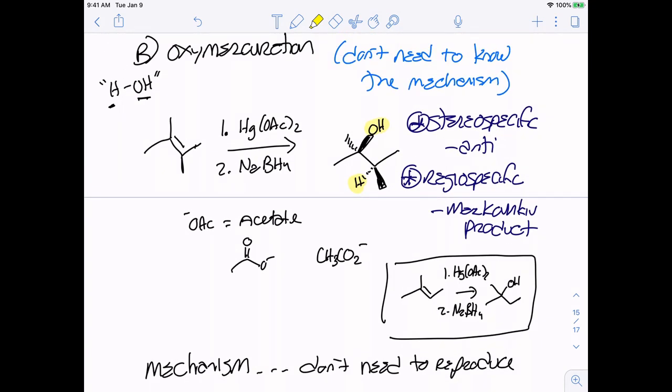So mercury acetate, mercury 2 acetate, sodium borohydride in separate steps. Stereochemistry is anti. It is regiospecific. We want the Markovnikov product. So the OH group, the hydroxyl group, because we're adding water, is going on the more substituted of the two carbons.